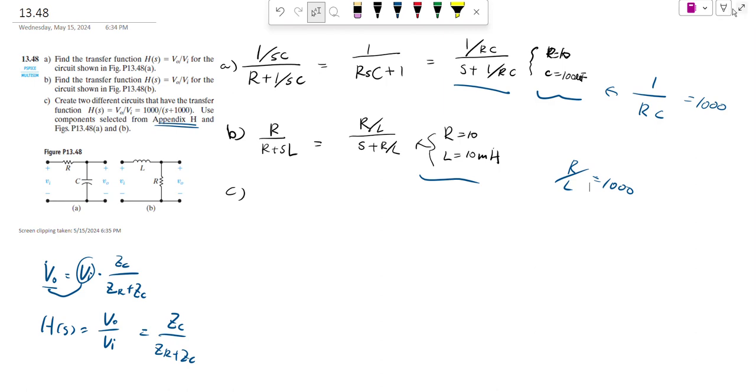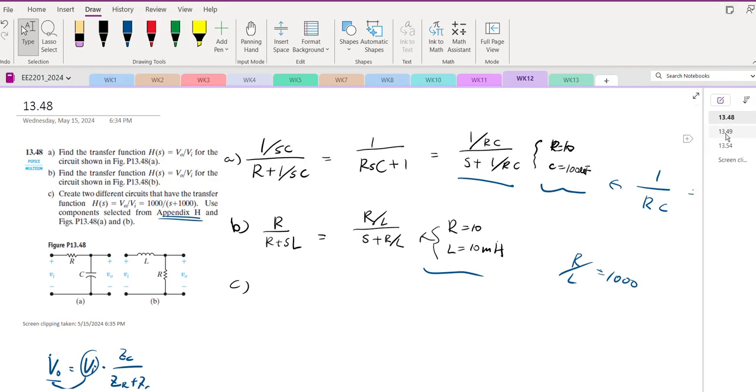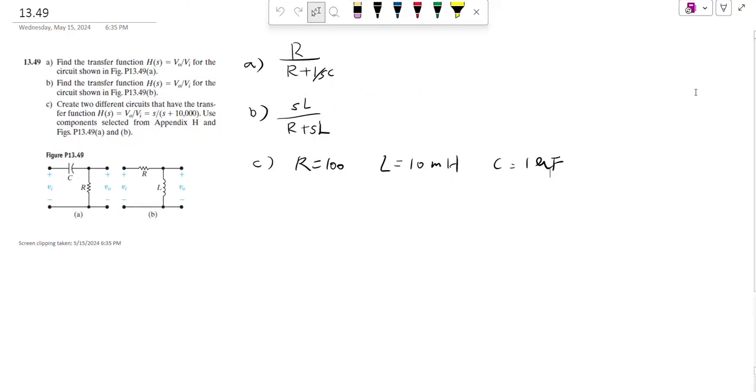That's the first question in week 12. And for this one, very similar. Again, voltage divider: R over R plus 1 over SC. This one is SL over R plus SL. Again, if you want a certain transfer function and you fix one parameter like R, then you can find the parameter for the rest.